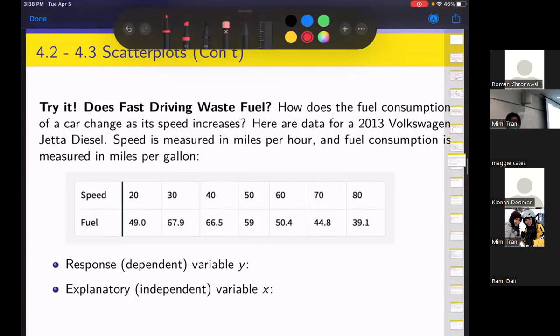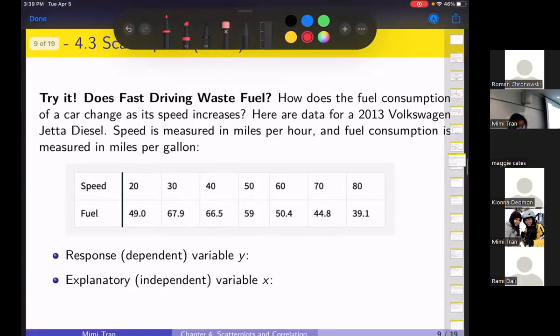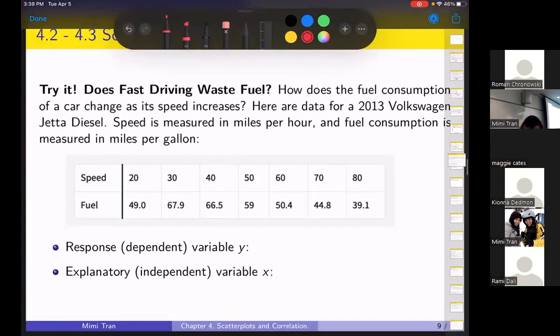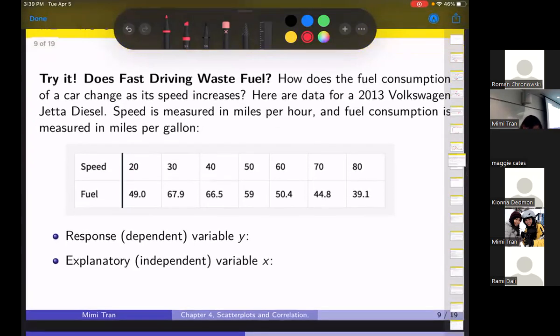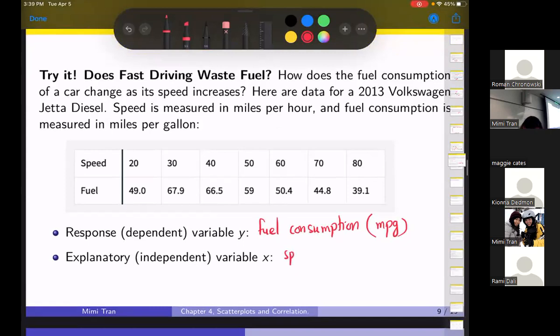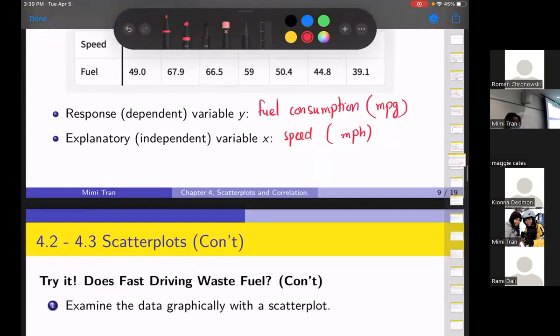Okay, thank you. Is the response variable the fuel consumption? Very good. Yeah, fuel consumption. Right? Thank you, Rami. Thank you, Dan. Consumption is in miles per gallon. And then Dan said the explanatory variable will be speed, which is miles per hour. We use speed to predict how much fuel you use and how fast you drive, or how slow you drive.